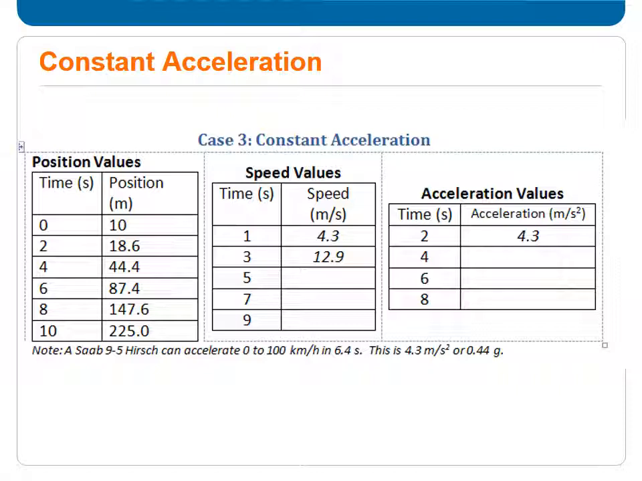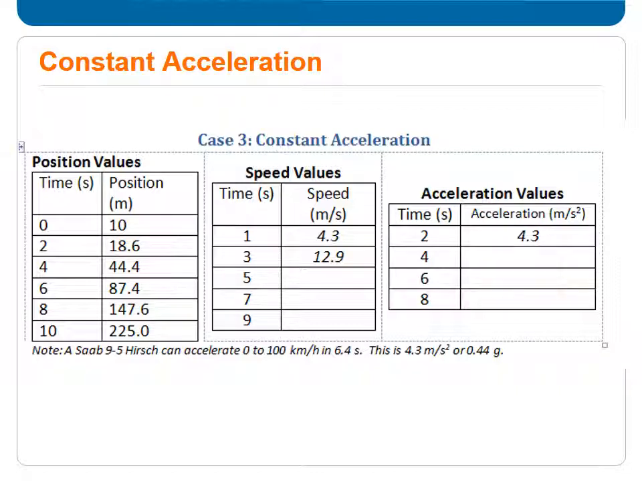Let's look at the constant acceleration case. The position values are measured every 2 seconds and found to be 10, 18.6, 44.4, 87.4, 147.6, and 225 meters, respectively. The speed is the difference in the position divided by the time. For the speed at 1 second, 10 meters is subtracted from 18.6 meters, and the value is divided by 2 seconds. The result is 4.3 meters per second.